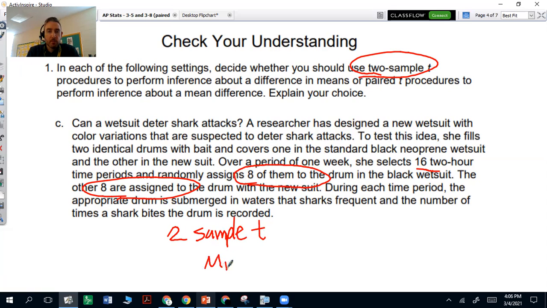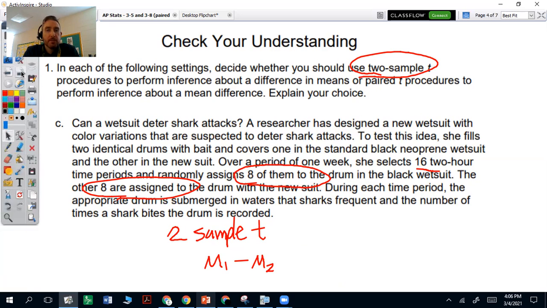And then, of course, that mean 1 minus mean 2 versus mean D. So that one's a little bit trickier, but that was that. Try the next, check your understanding.